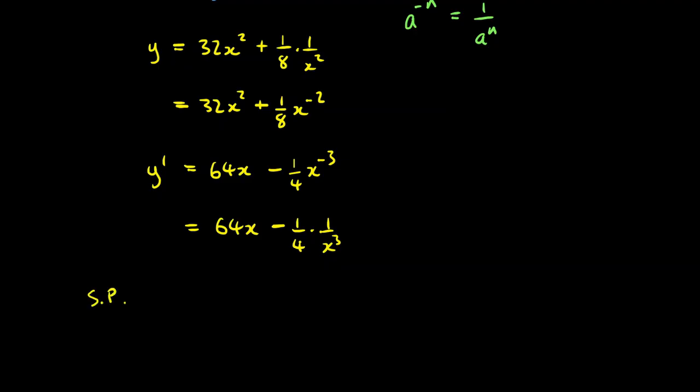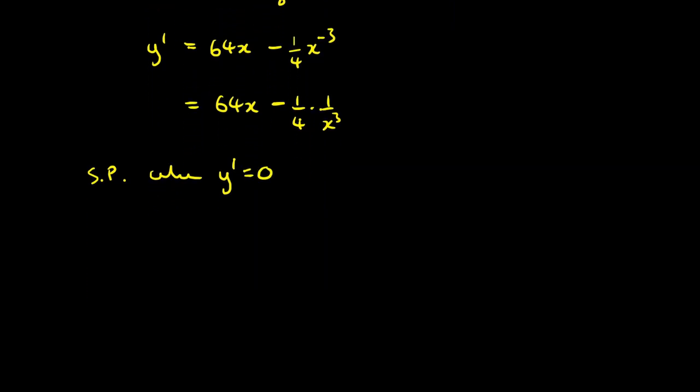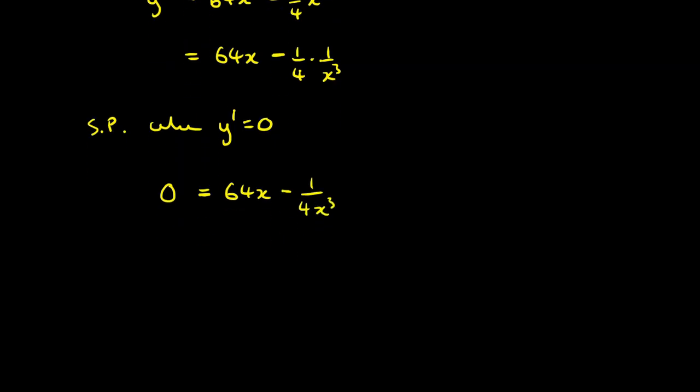Okay, now then, we're going to state the following. Stationary point when y prime is equal to 0. We want to explain to the examiner very clearly that we know what we're doing. And so therefore 0 is equal to 64x minus 1 upon 4x cubed. Then I will multiply everything through by 4x cubed. I think it's probably the easiest thing.